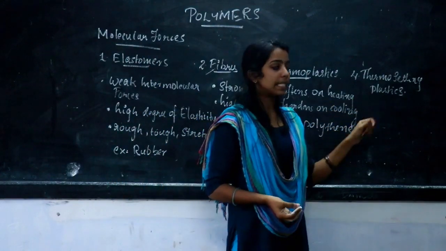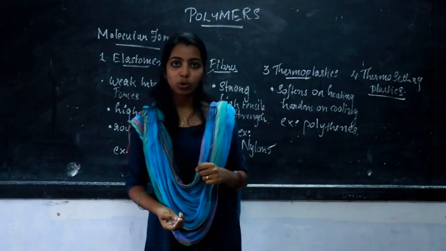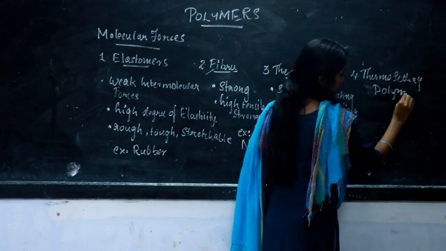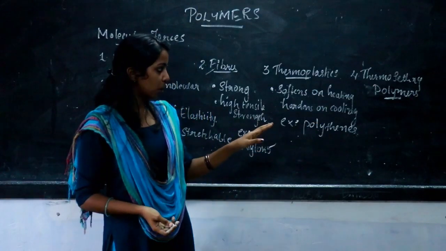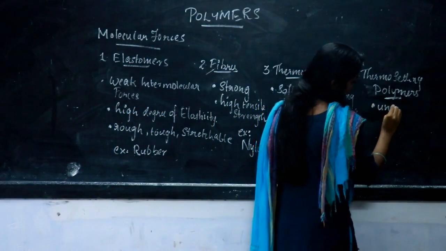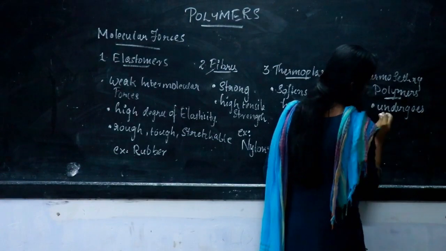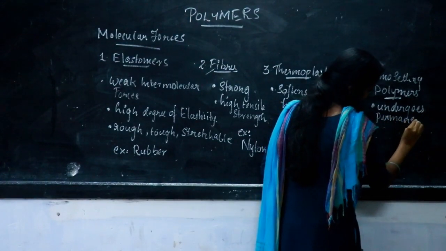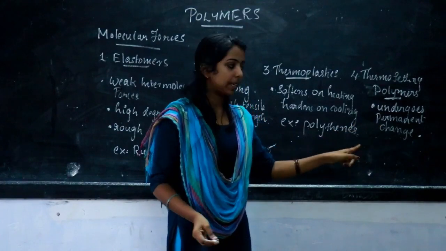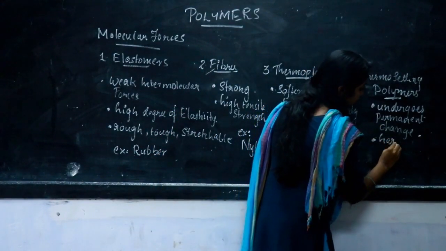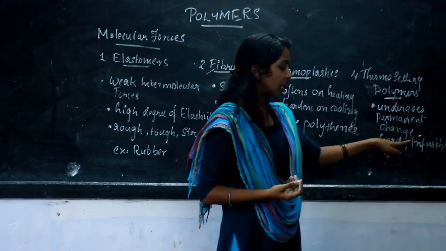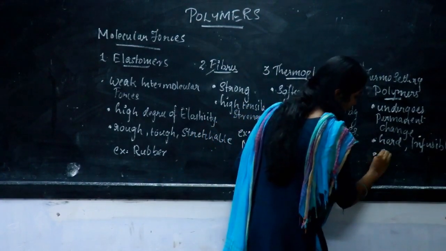Now, fourth one is thermosetting plastics. Thermosetting polymers are those polymers which undergo permanent change on heating, and they are hard as well as infusible. For example, bakelite.